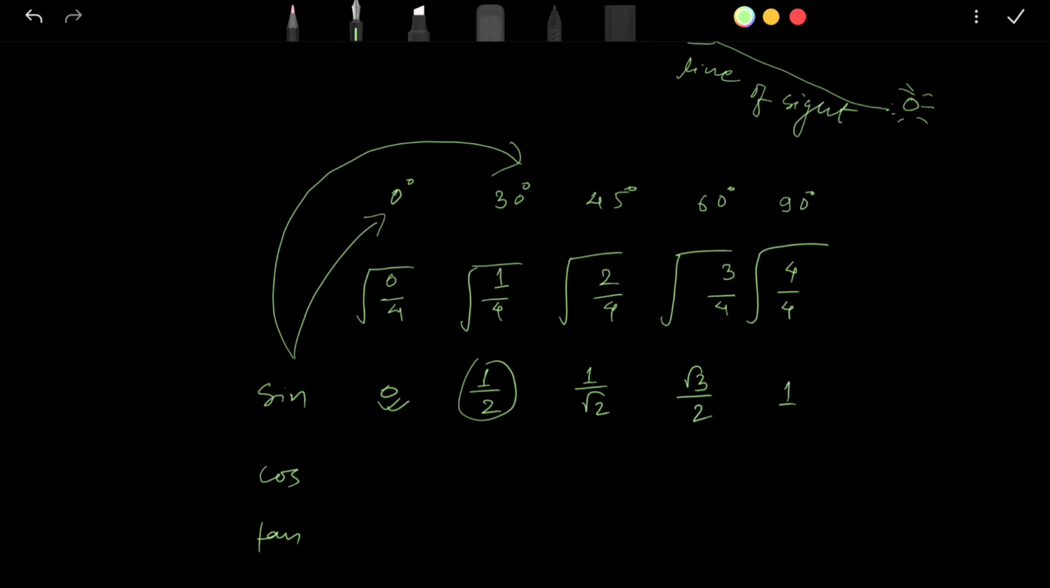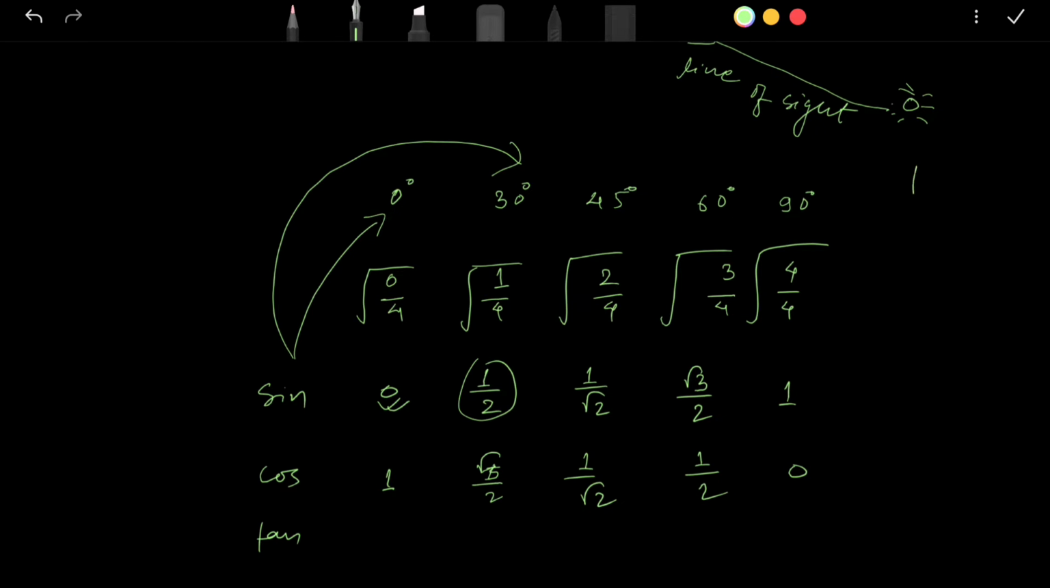Now for cos theta, we interchange the values for complementary angles. 0 plus 90 is 90, so for cos 0 the value of sine 90 will be taken, so it will be 1. Bring this value here. Similarly root 3 by 2, then 1 by root 2 as it is, and then here 1 by 2 and then 0.